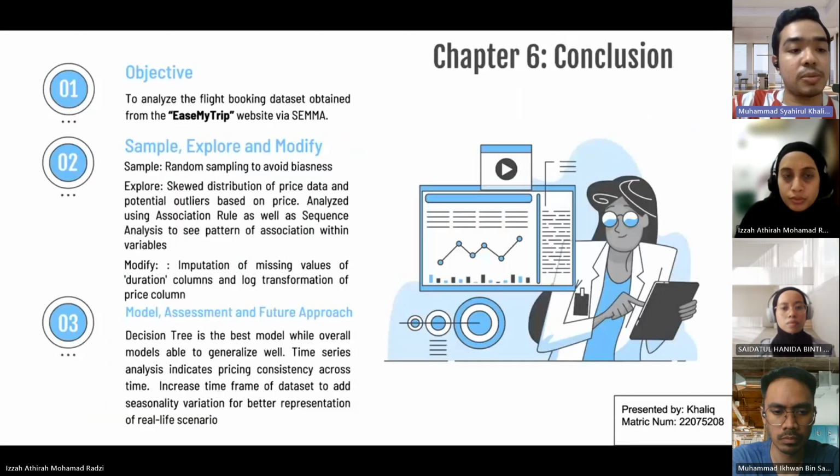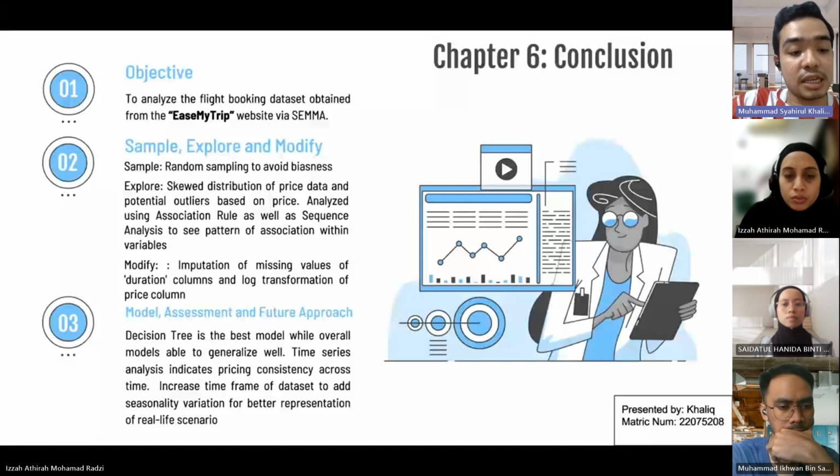So in conclusion, the objective of this project is to analyze the flight booking data set via SEMA. For the sample, we chose random sampling to avoid bias. In terms of explore, we found the skewed distribution of price data and potential outliers based on price. We also analyzed using association rules as well as sequence analysis to see the pattern of association within variables. For the modify stage, we imputed the missing values of duration and applied a log transformation to the price column. In terms of model assessment, the decision tree is the best model, while the other models are able to generalize well too.